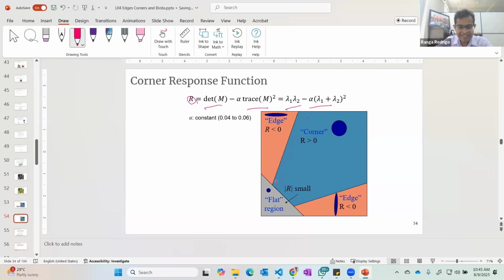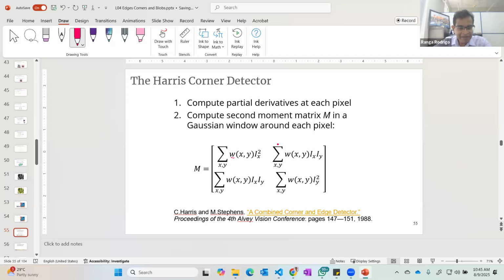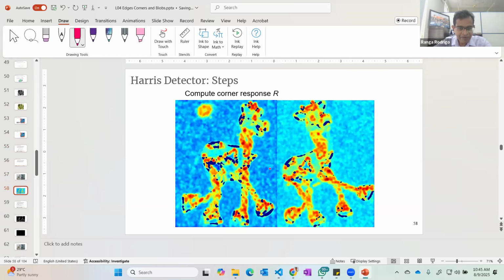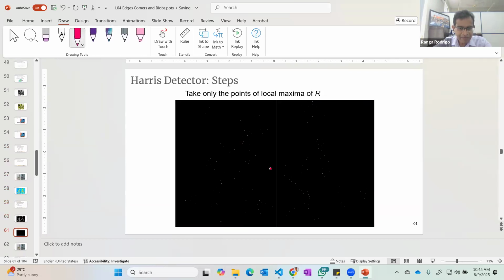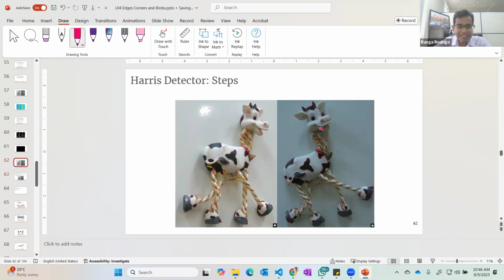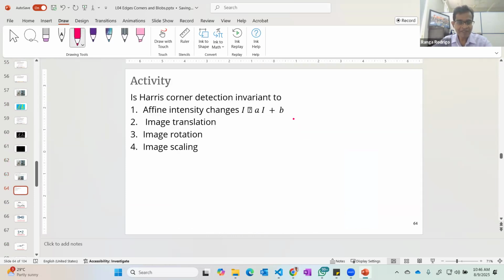This was discovered by Harris and Stevens in 1988. So if R is large, it's a corner. If the modulus of R is small, it's a flat region and so on. But usually people multiply it by some weight also. And with that, you are able to detect corners. I showed you this picture, the cornerness, and how the corners can finally be detected and superimposed on this image. You can see the same corners have been detected in both the images.